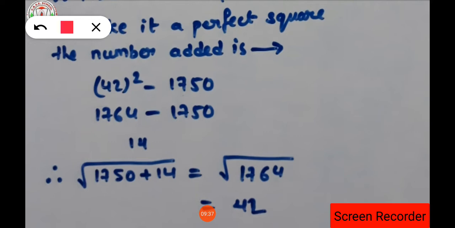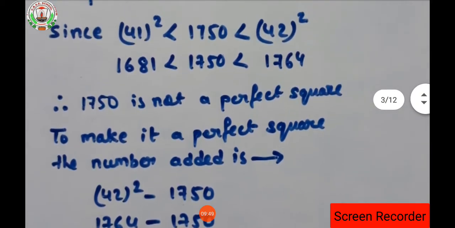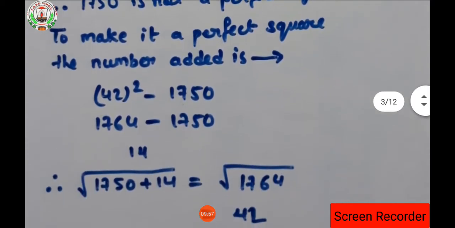Now you will ask me, teacher, if it is the square root of 1764, how do we directly get 42? So dear students, you can see from above, what number are we having as a square? 1764 we are having here. 42 square is 1764. This number is matched with the number here, the square root of 1764. So directly we can write the square root of this number as 42, isn't it?